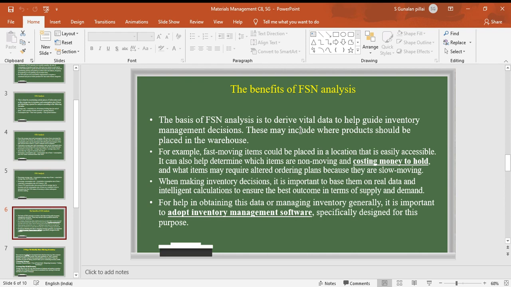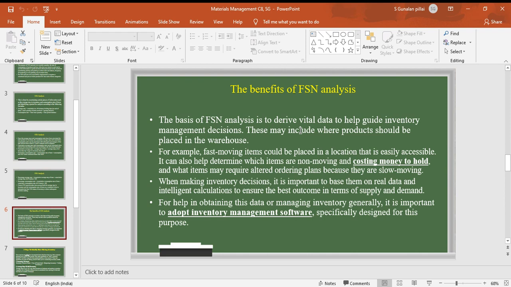We will learn quickly. I have discussed all this in the previous class itself. We have to use the computerized techniques or the software 100%. Then we will benefit more. For example, here the fast moving item could be placed in a location that is easily accessible. That is what I am saying.